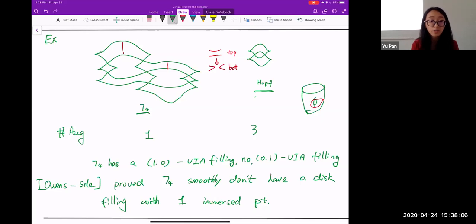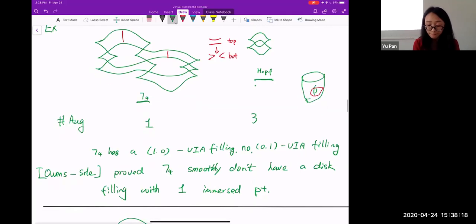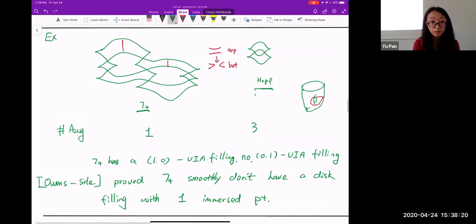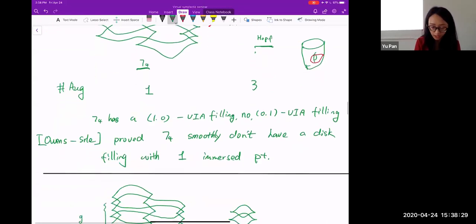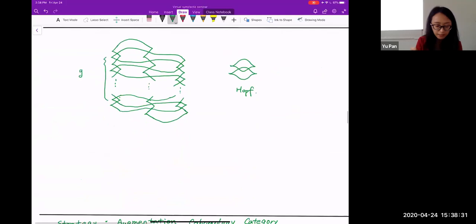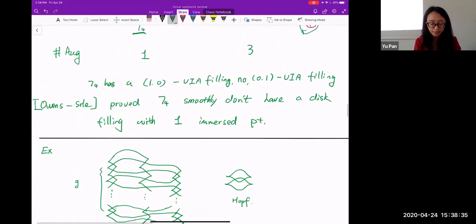But anyway, we here provide a different technique to approach the question. And I think the approach itself is interesting. And we can actually provide another family of examples where I do not know whether it can be done smoothly or not. This example is a generalization of the 7-4.